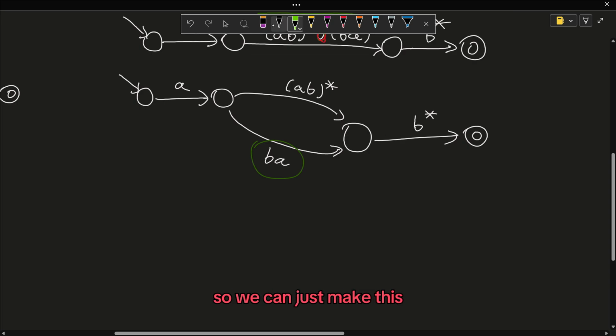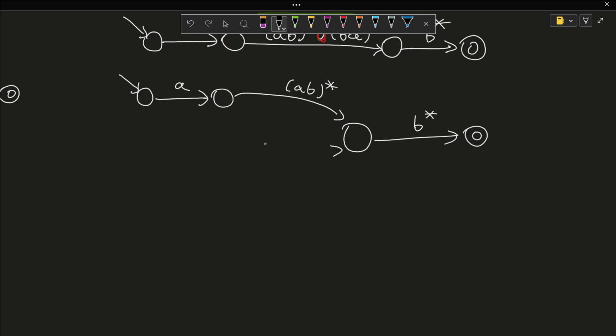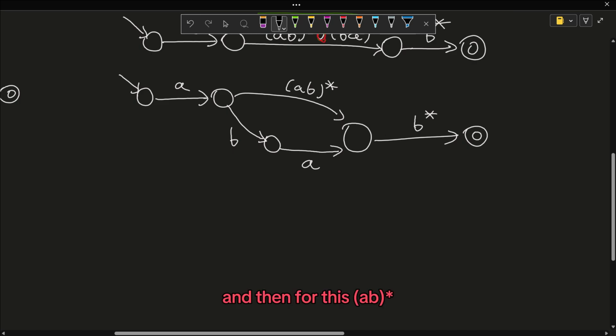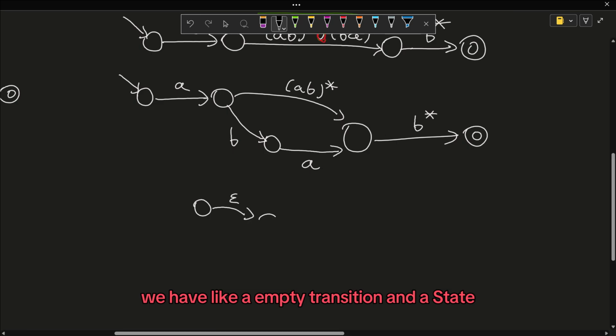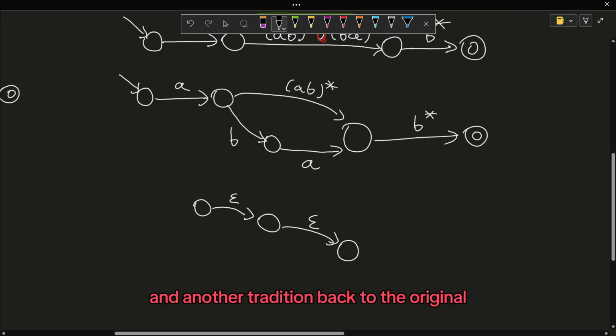Now let's look at this one here. So we can just make this, and then for this AB star we need to do the same thing as we did before. We need to have an empty transition, and then a state, and then another empty transition back to the original, and we have a loop for the AB.